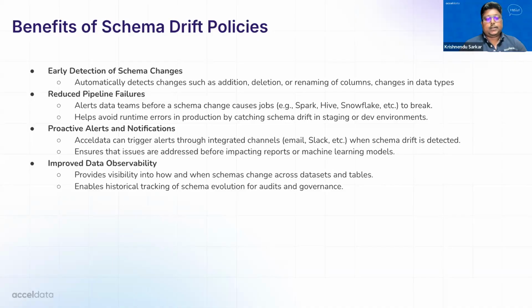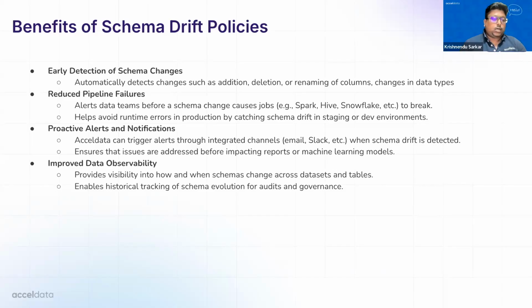It also helps avoid errors in production by catching schema drift in staging or dev environments. These proactive alerts and notifications improve your data observability. It provides visibility into how and when schemas change across datasets and tables, by enabling historical tracking of schema evolution for audit and governance purposes.